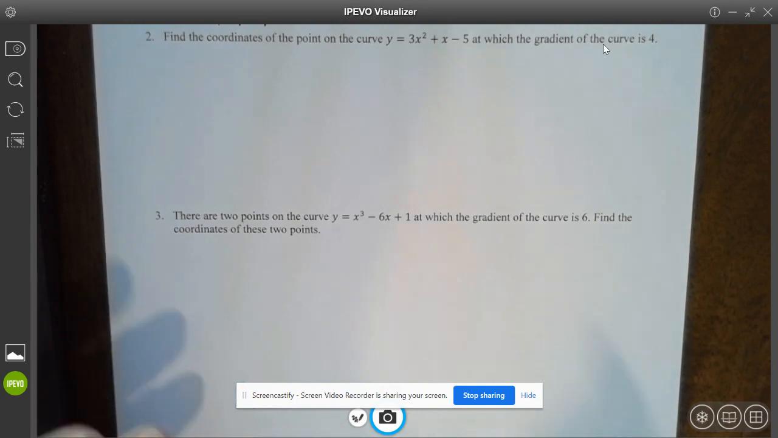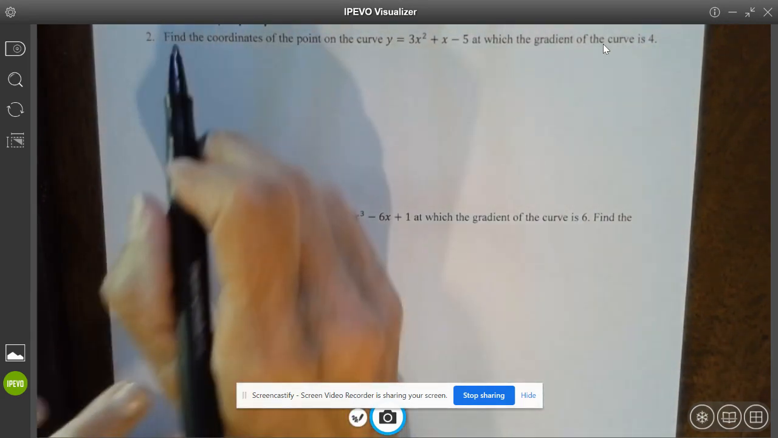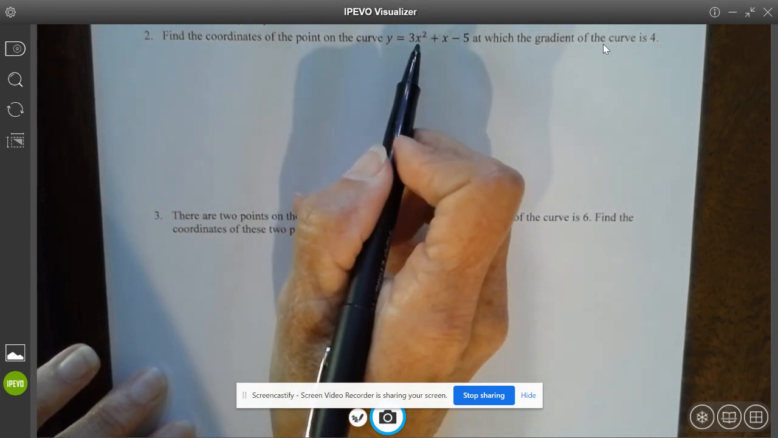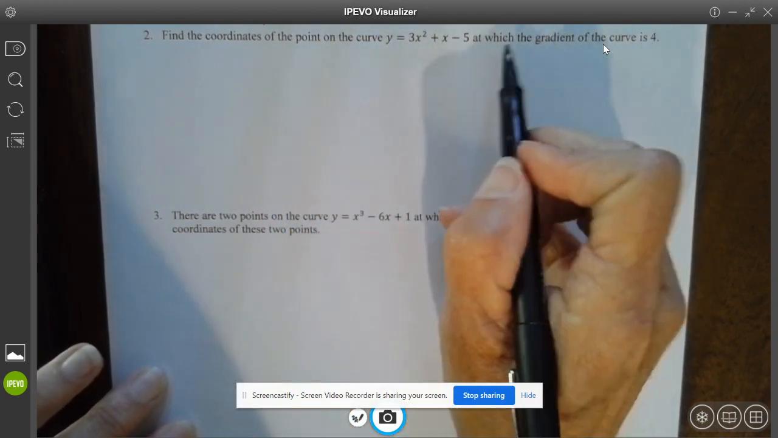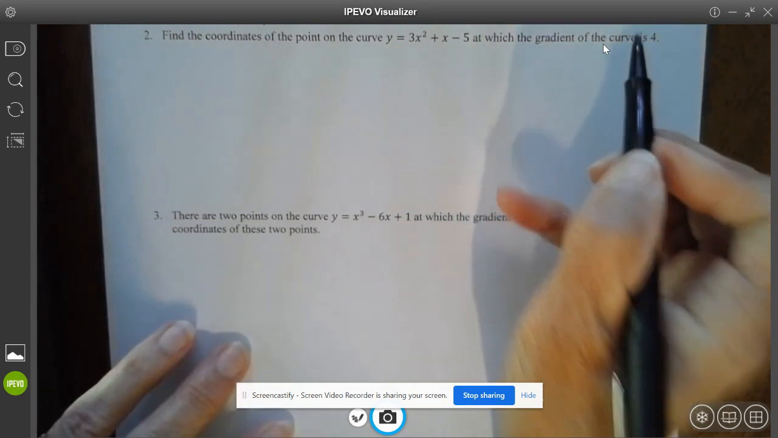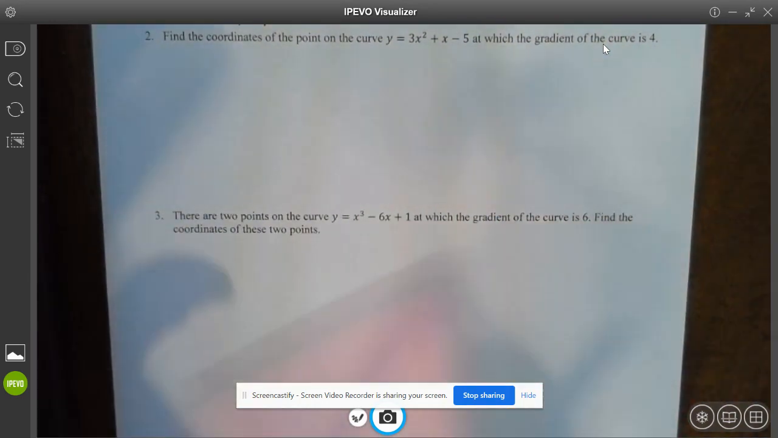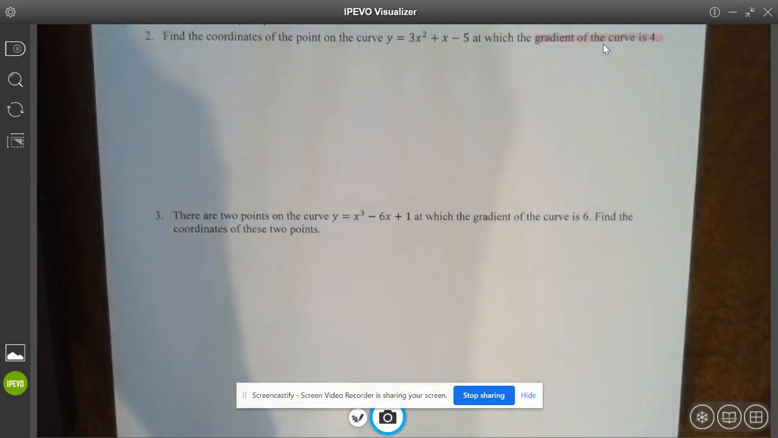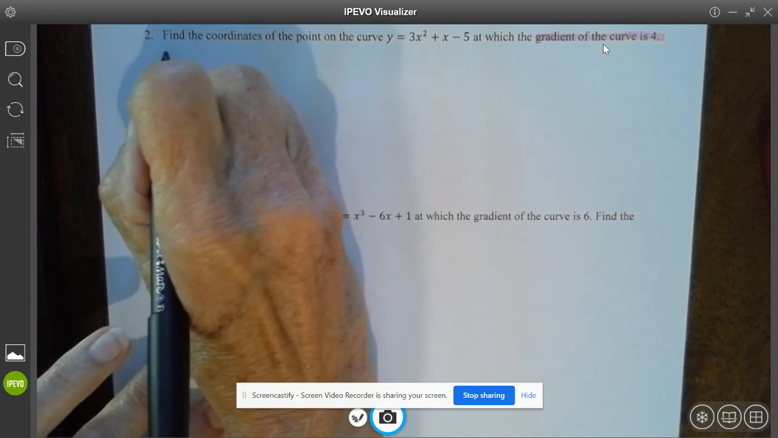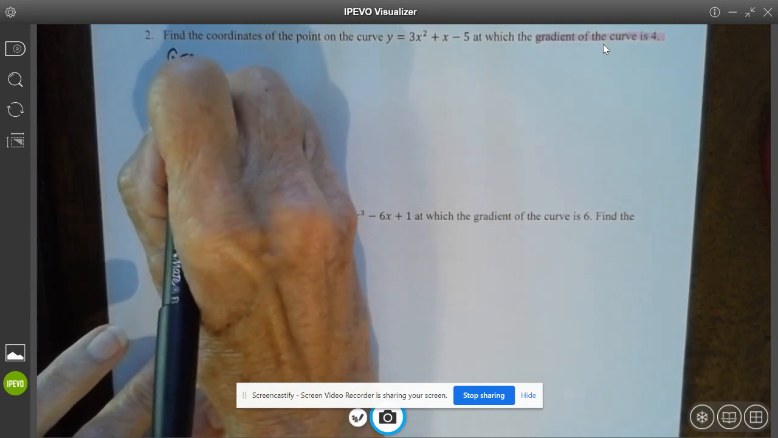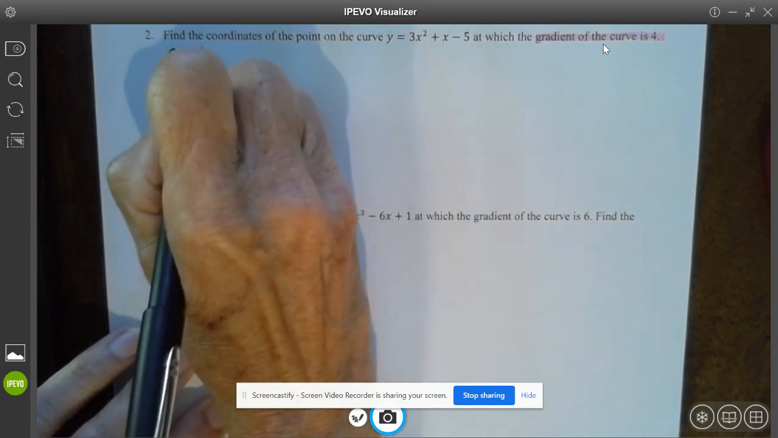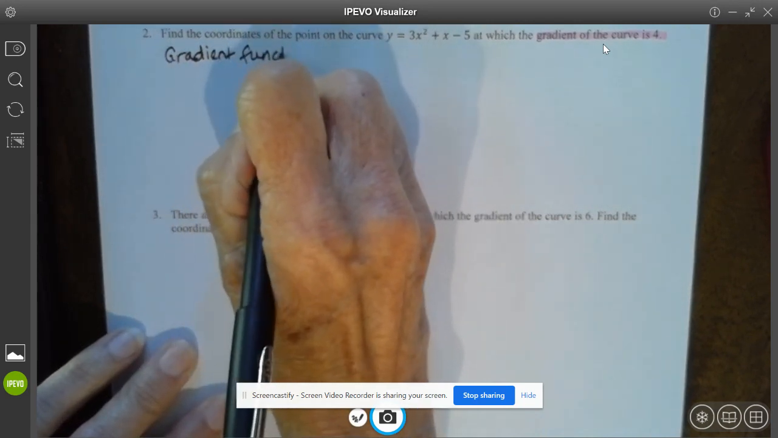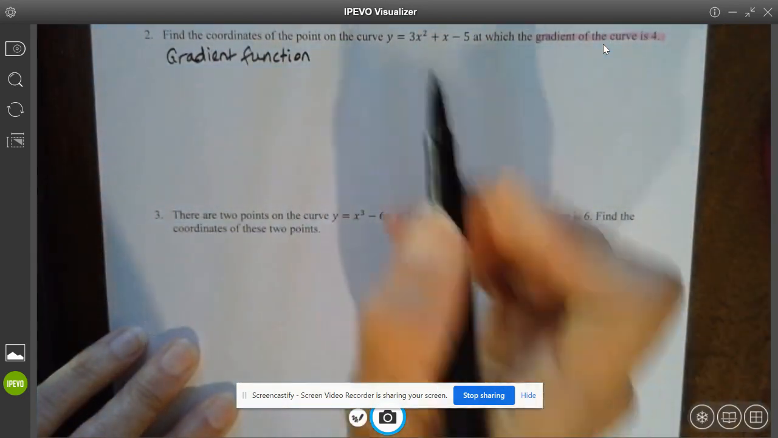But let's do it again. A little bit different wording, same thing. It says find the coordinates of the point on the curve y equals 3x squared plus x minus 5, at which the gradient of the curve is 4. As soon as you see that they gave you the gradient of the curve, you know you're going to use the gradient function first. So we have to find the gradient function.